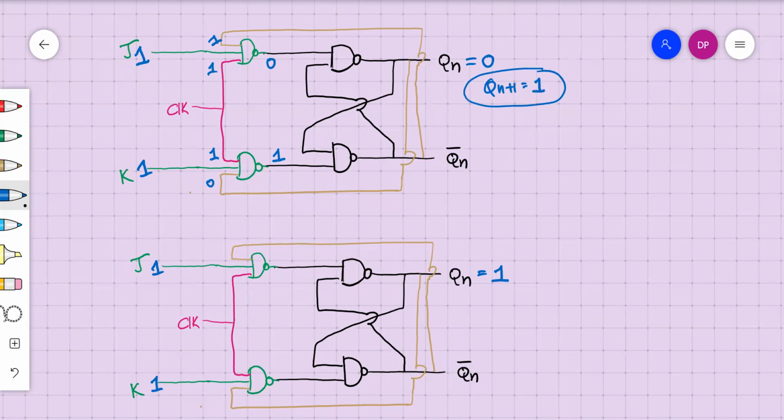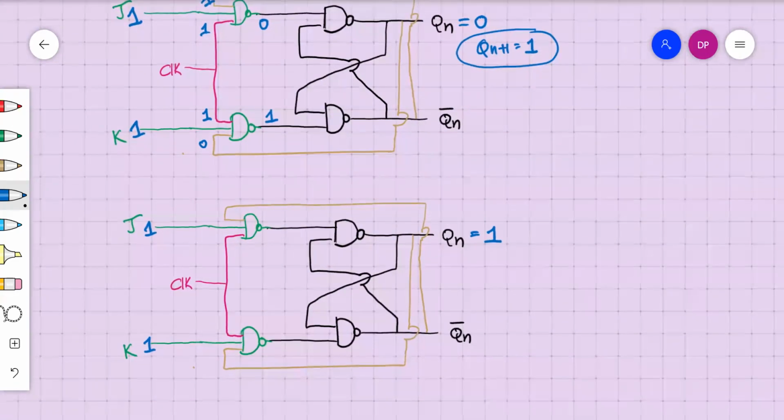Similarly, in this case Qn is 1, so you get a 1 here, and clock is 1 here. So it results in the output 0, and Qn complement is 0, so we get a 1 here. This is 1, 0, and 1, 0 means you will get a 0. The output will be 0.